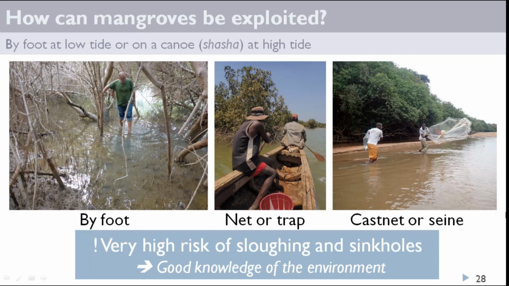So for example, you can go by foot in the mangrove, but you have to take care and you have to have a very good knowledge of the environment, because you have a very high risk of sinking. I'm not sure it's a correct term, but what I mean is you can easily step into some hole because the water is very brackish and the soil is very muddy, so you can disappear in a second into some kind of hole. So you need to know your environment to go into the mangrove.